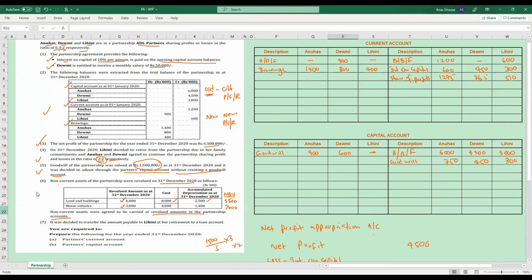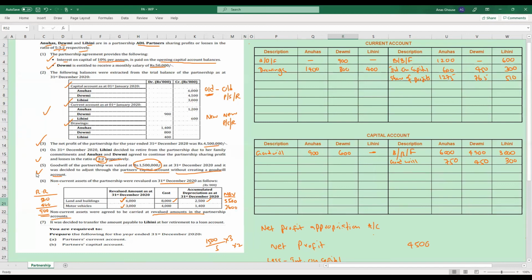So what is our revaluation reserve account? 6,000 minus 5,500, that will be 500. 3,000 minus 2,600, that will be 400. So total revaluation reserve should be 900,000. This 900,000 has to be distributed among the partners based on these ratios.